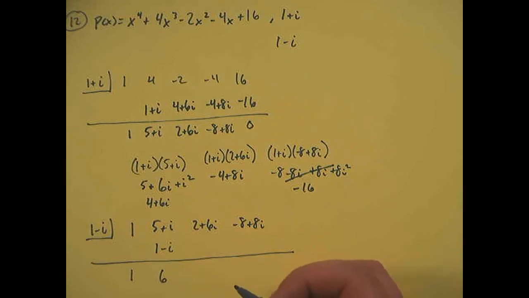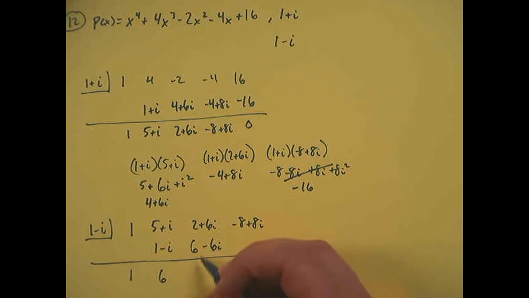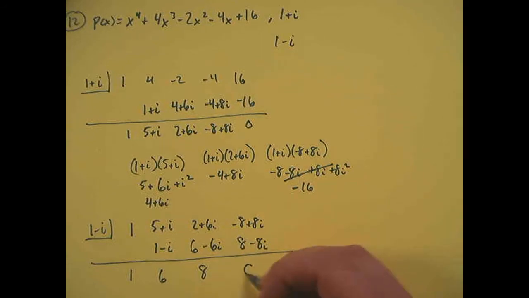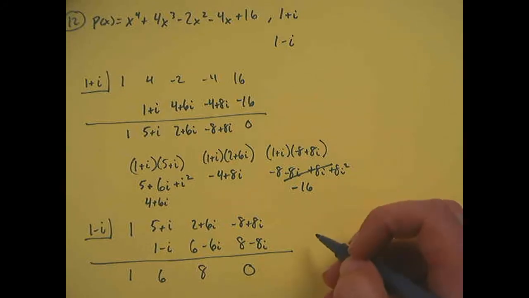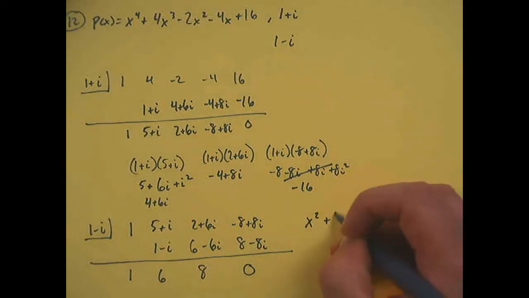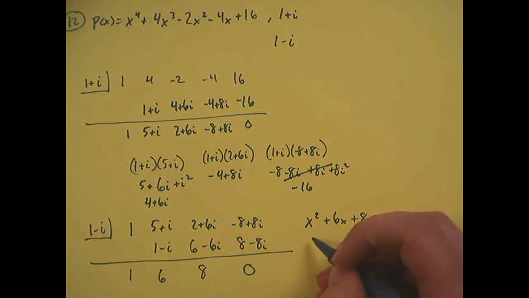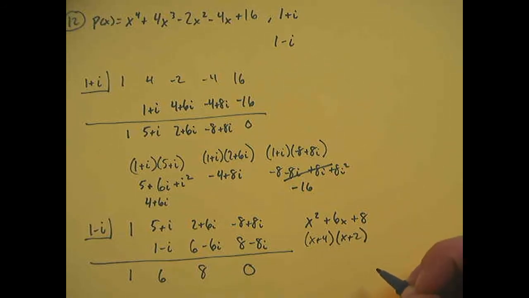The nice thing that happens here is that the i's go away and we just get 6. And then 6 times 1 minus i is 6 minus 6i. The i's cancel, we get 8. Multiplying, we get 8 minus 8i, and everything cancels this time and we get 0. So our quadratic that we get out of this is x squared plus 6x plus 8. And this does factor nicely into x plus 4 times x plus 2.